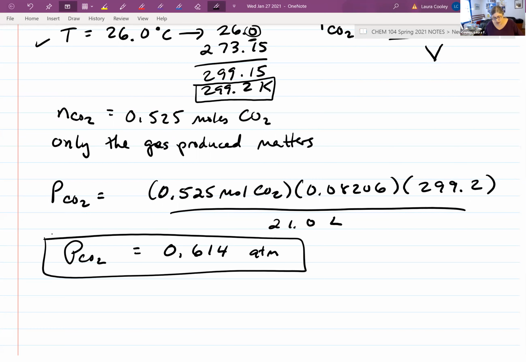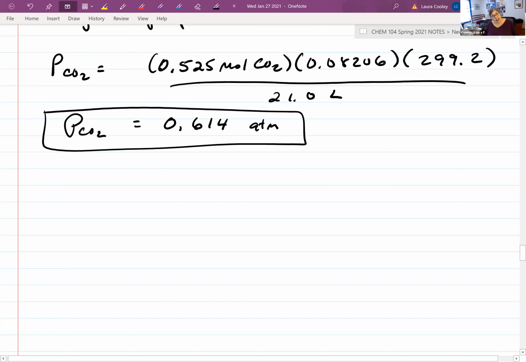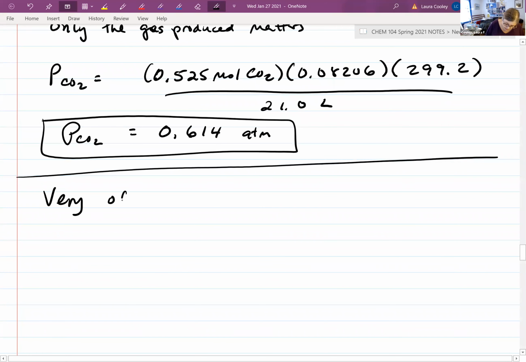Okay, now sometimes in gas stoichiometry problems, or sometimes when you're doing a reaction where you're collecting a gas, you do something called collecting the gas over water. So let me stop this for a second. Okay, so very often gases are collected over water.